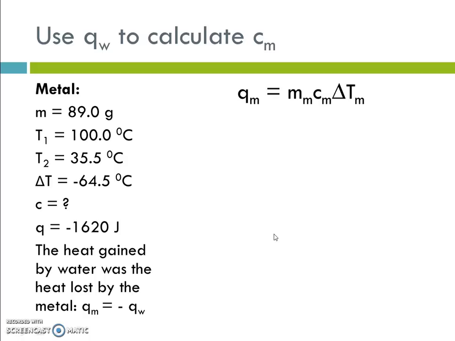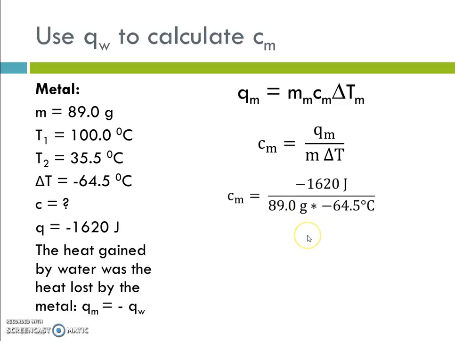So Q is equal to MC delta T. We're going to rearrange that equation to solve for our C. So C, the specific heat for the metal, is going to be Q over M delta T. Plugging in the numbers, again, the negative 1620 joules, 89 grams, and negative 64.5. Now you'll notice the heat was lost by the metal. There's a negative sign for delta T. There's a negative sign for our joules, and that means the two negative signs will cancel out and we'll get a positive value for specific heat capacity.